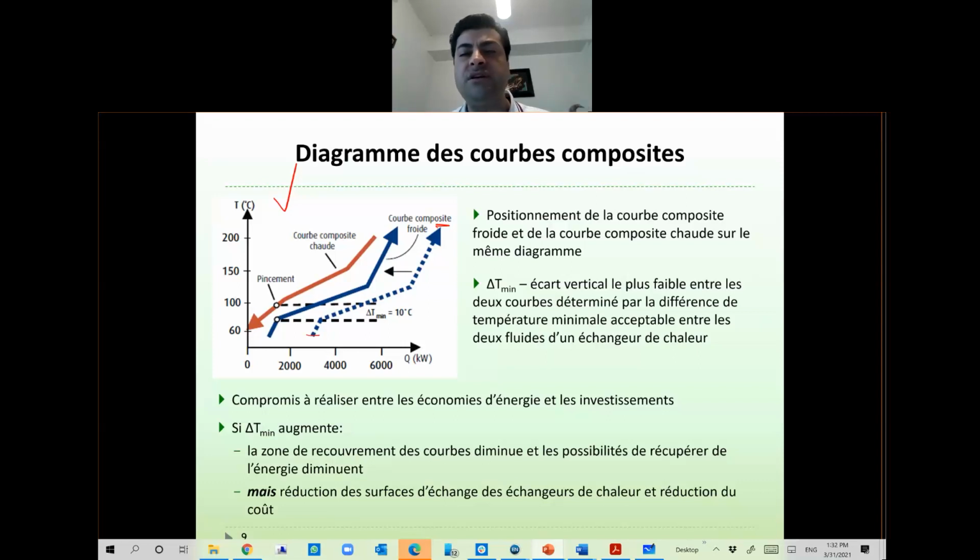So when we say pinch, we are talking about the narrowest interval or the narrowest temperature difference between the hot streams and cold streams in the process. Okay, that's why we call it pinch point. And usually we call this delta T min. Usually this delta T min has a value around 10 or 20 Celsius. But the question is, what is the real value of the delta T min?